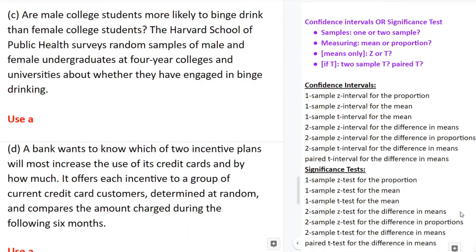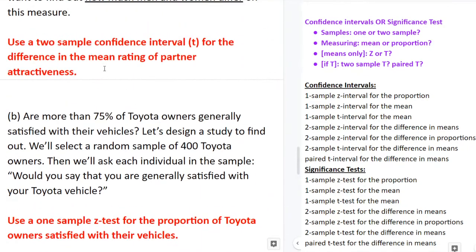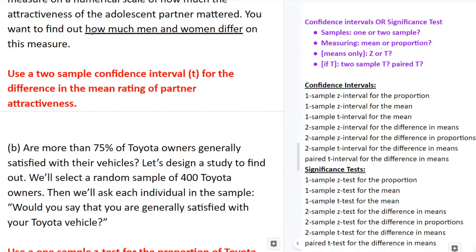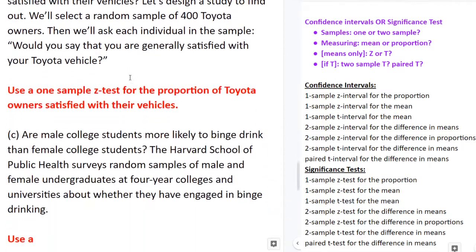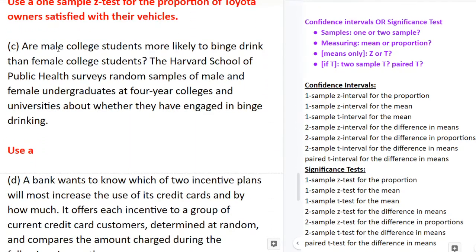Read part C. In this example, you are specifically looking for a difference. So you have one set of students more likely to binge drink than the other set of students. So if you're asked to make a decision like this, rather than a couple questions ago, where we were asked how much they differ. So if you're looking for how much they are different, you're looking at a confidence interval. If you're looking for is one more likely than the other, you're looking at a hypothesis test.